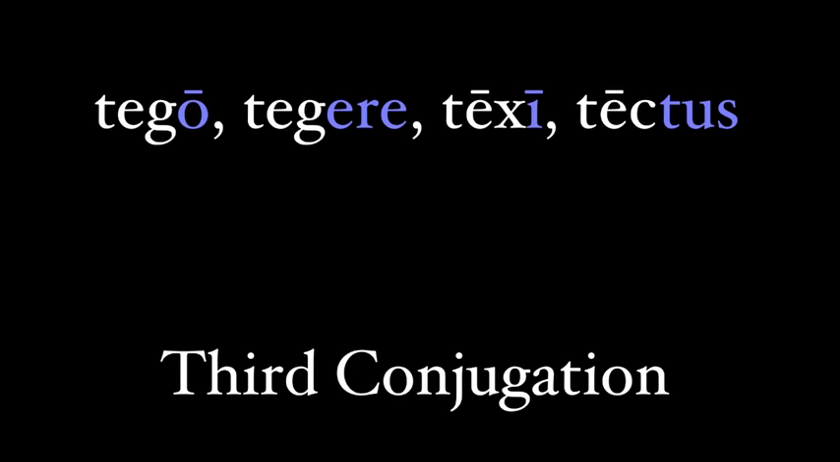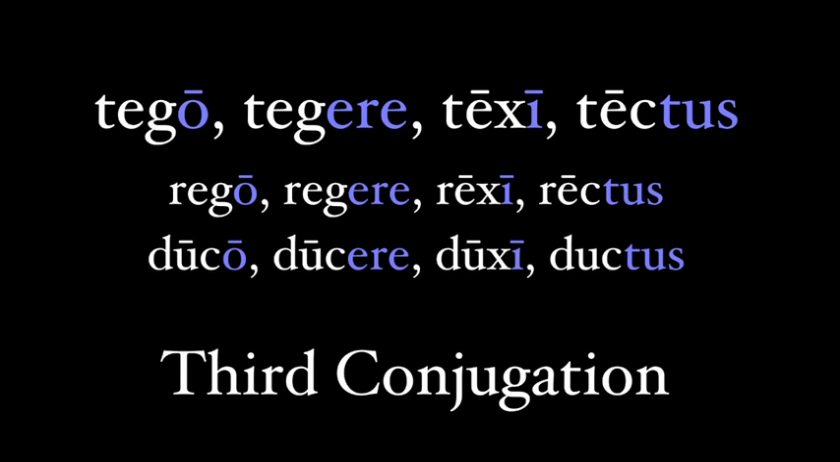Also, the third principal part ends in an I, but the letter before it seems to have changed from a G to an X. In fact, many third conjugation verbs form the third principal part, the perfect tense, with an SI. But when you put the S after a G, you get tegsi, which is written more easily, texi. In a similar manner, the G becomes a C before the tus in tectus. You see this sort of thing happening with many verbs in the third conjugation, like rego, regere, rexi, rectus, and duco, ducere, duxi, ductus.